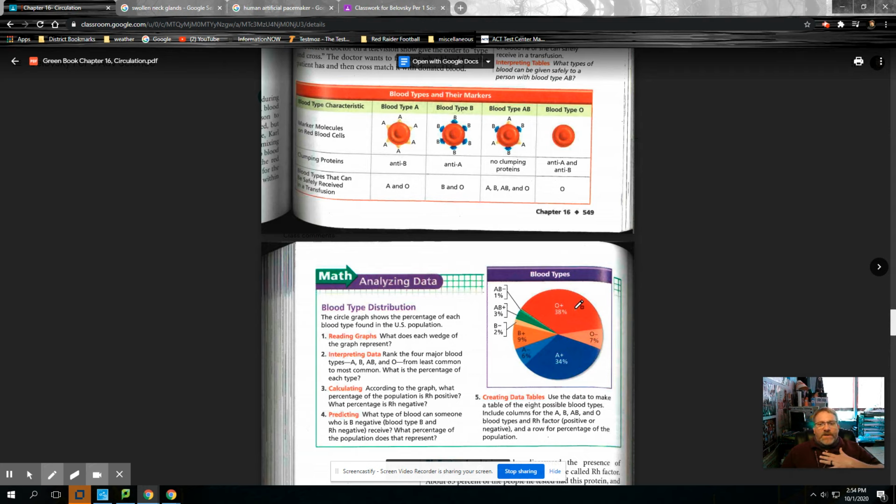The largest one is O positive. Most people, if you'll see right there, they have no markers in their blood. Now, the rarest of them all is right here at 1%, AB negative. Only 1% of the population has that type of blood. So it's kind of interesting if you like reading about that kind of stuff. All right.